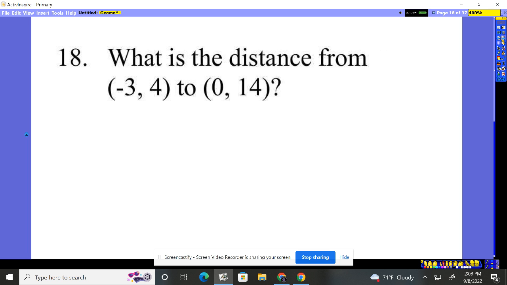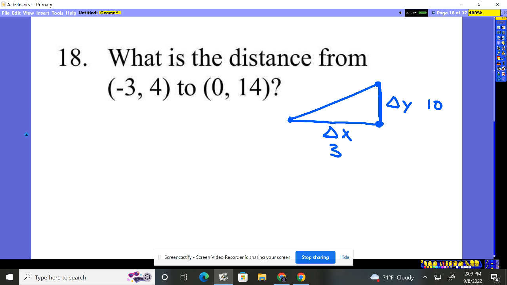Number 18, what is the distance from that point to that point? So we're going from one point to another. Basically, this is a Pythagorean theorem problem again. The distance from here to here is simply the change in your x values, which in this case, -3 to 0, that's going to be a change of 3. Here up, your vertical is simply the change in your y's. 4 to 14, that guy's going to be a 10.